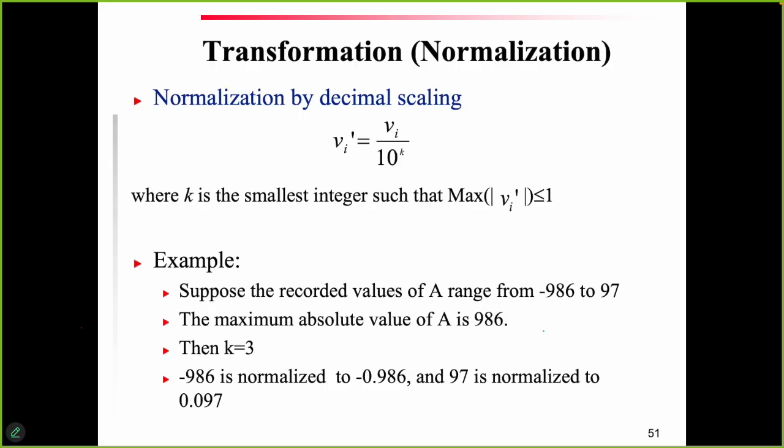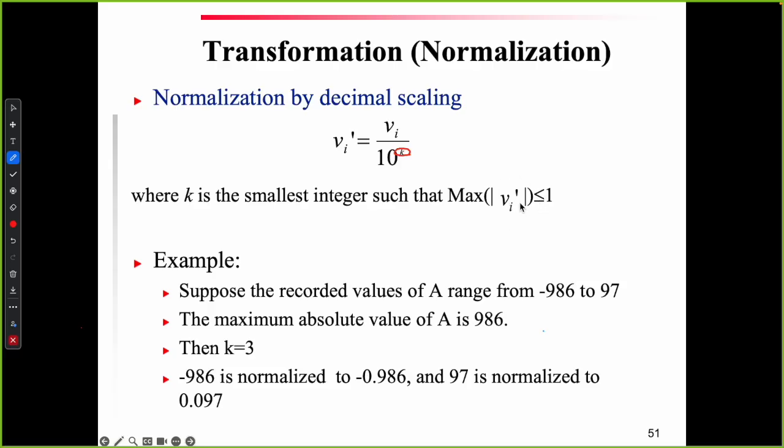normalization by decimal scaling. This is the simplest formula. Your v prime is your value, vi, divided by 10 to the power of k. Now, what is this k? Let me annotate again. You have to choose k in a way that your new value, your v prime, falls between -1 and 1, or let's say the absolute value of v prime should be less than 1.